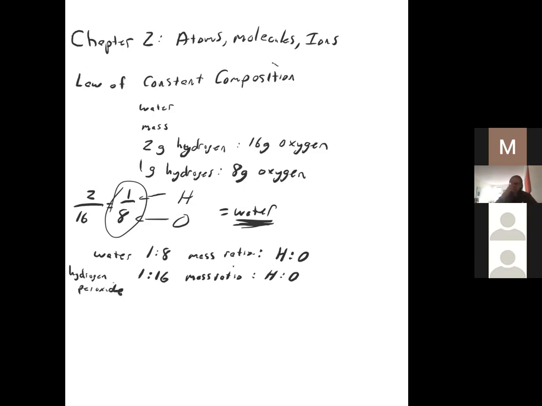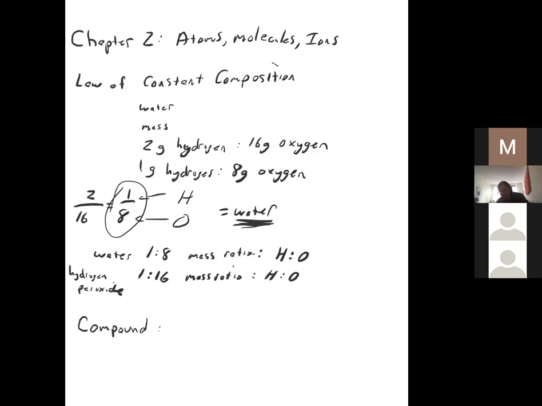So if you were able to scoop up some material from a comet and study it and find that the amount of hydrogen and the amount of oxygen was 1 to 16, you would then say, no, that's not water. That's got to be something else because water is 1 to 8. Okay, so it's kind of cool. This is called the law of constant composition. It essentially tells us that a substance which we will call a compound.